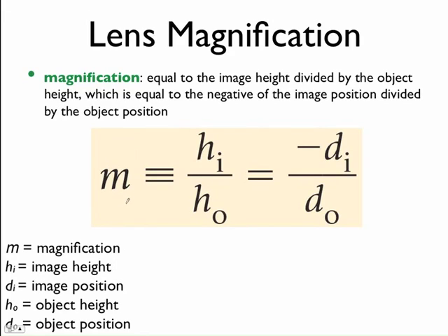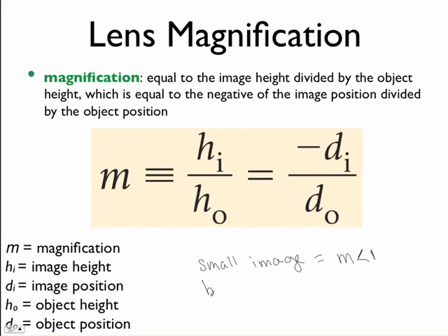Okay, the lens magnification equation. This is going to give you the magnification of your lens, how big your object is going to be. Now your object can be small or big. If your object is small, your magnification will be less than 1. Okay, so small image, M is less than 1.